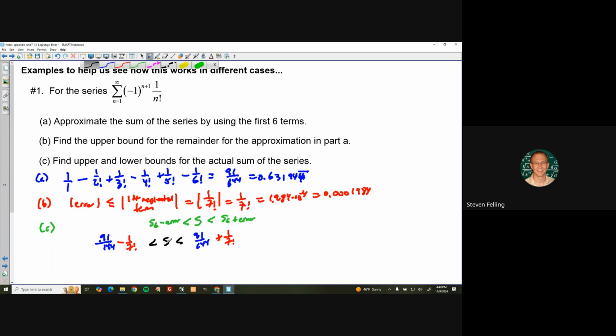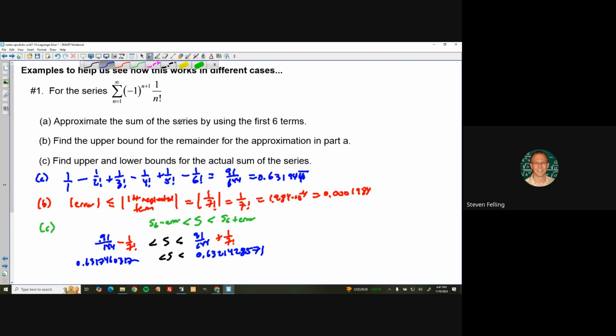In decimal, that means these values are between, if you take this minus this number, 0.6317460317, and the upper bound is 0.6321428571. So we haven't worked with anything with a function yet, but this just reminds us of something we learned in the first half: you can take the first neglected term, and if you take an approximation, the actual sum is within plus or minus that amount.